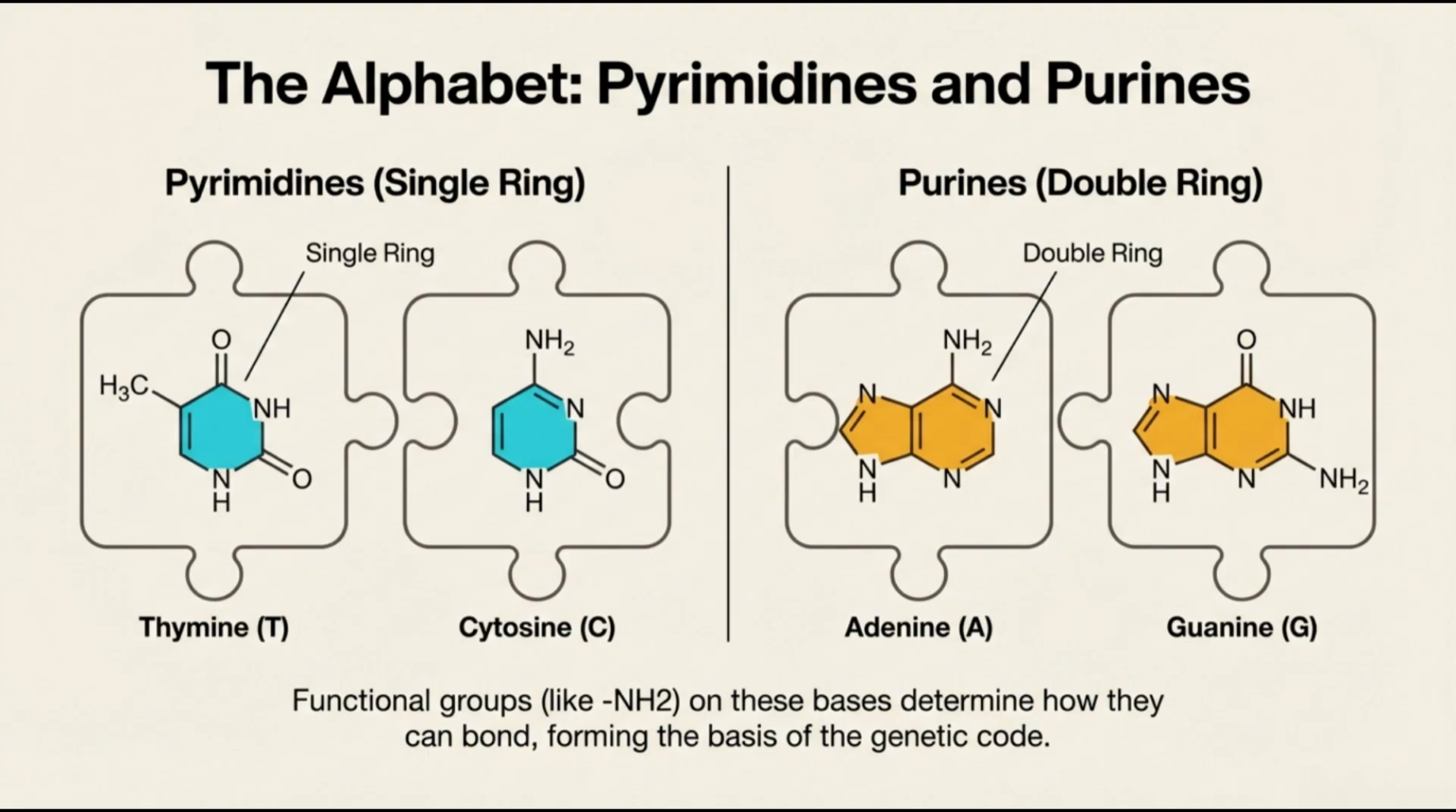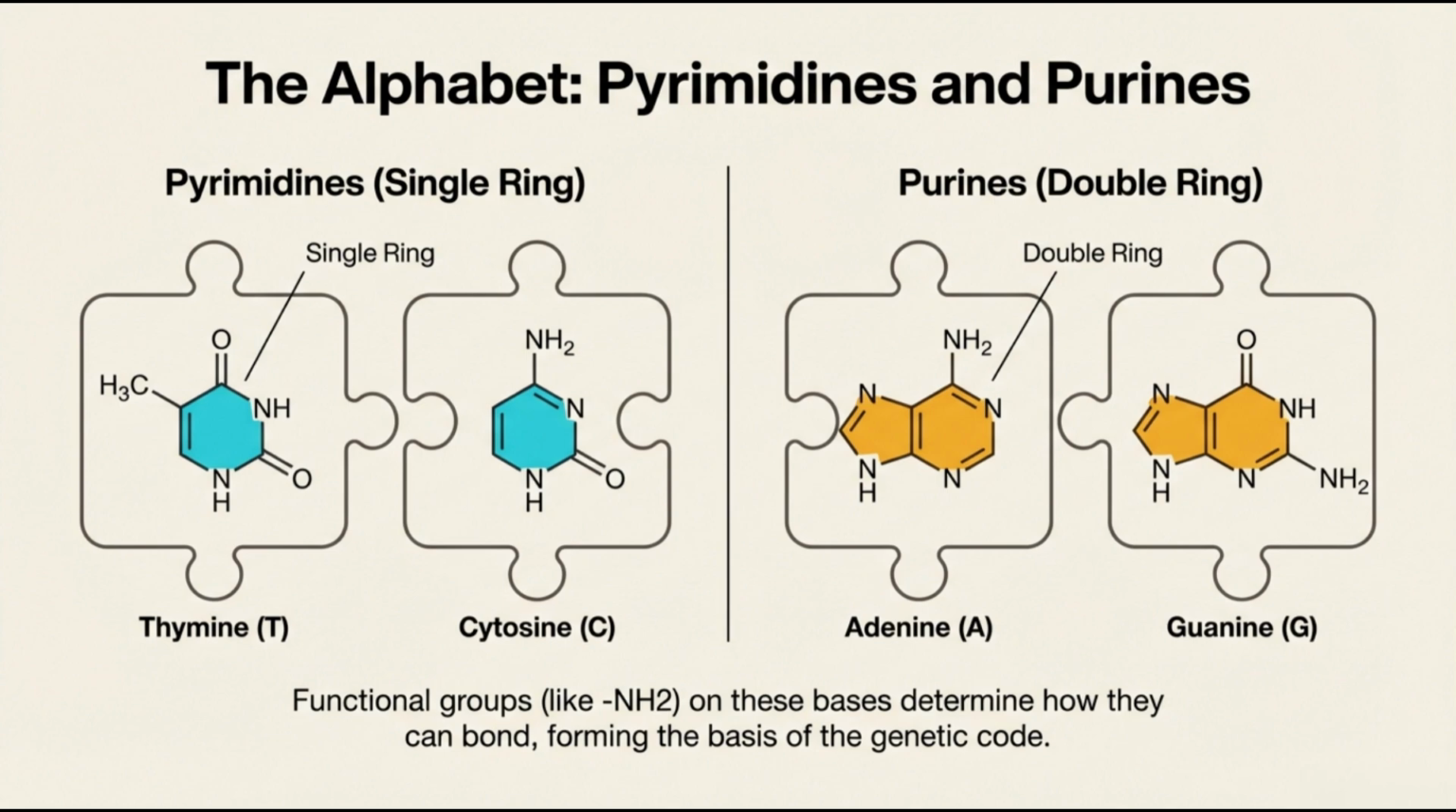They come in 2 chemical families. The bigger double-ring purines, that's adenine or A, and guanine or G. And the smaller single-ring pyrimidines, that would be thymine or T and cytosine or C. And before we get into the helix shape, we should probably clarify the two key differences between DNA and RNA.